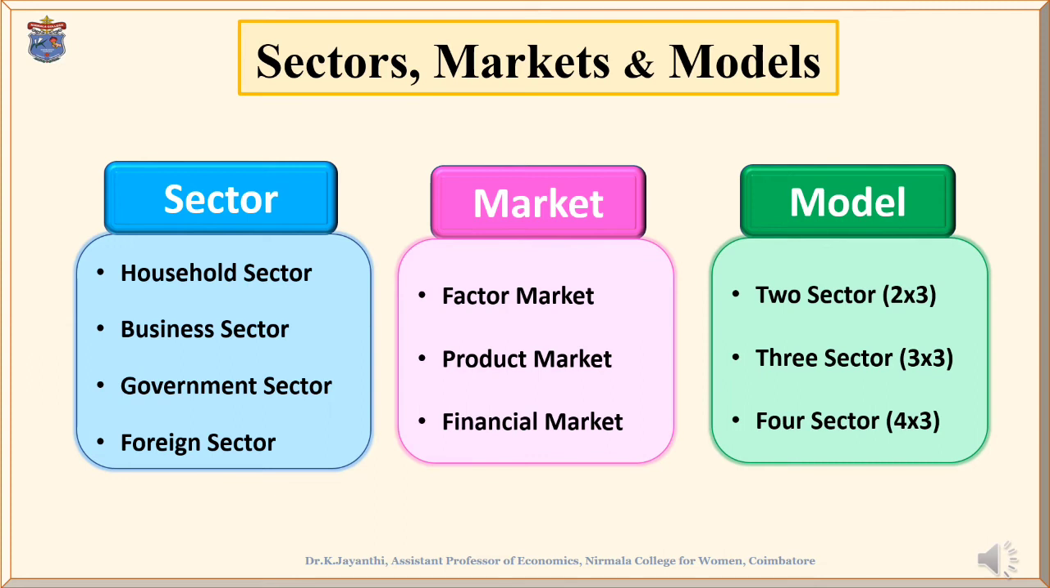In a three-sector model, apart from the above two sectors, that is household sector and the business firm, there is another sector called the government sector. The economy is still a closed economy, meaning that there is no transaction with the rest of the world. A four-sector model is the complete model of the circular flow of income. It considers the effect of the foreign sector, which includes the transactions with the rest of the world, that is exports and imports. And now the economy is an open economy.